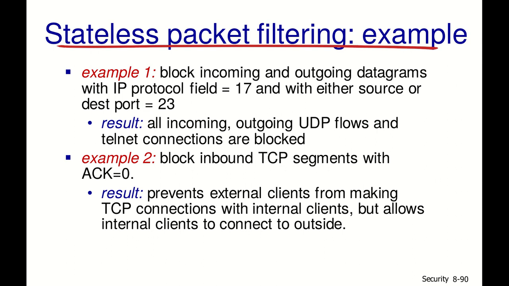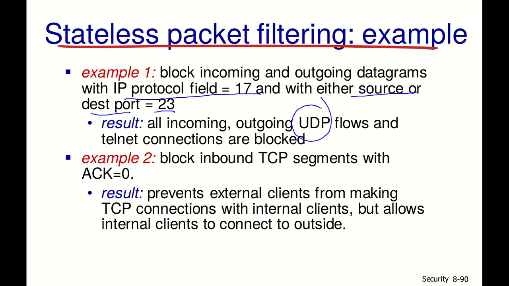Okay, so these are some examples of firewall configuration. We can block incoming and outgoing datagrams with IP protocol field equal to 17. This means that the higher layer protocol above the network layer, or IP, is UDP. So basically, you want to block any incoming and outgoing packet using the UDP protocol. Or also, where either source or destination port is 23, we want to block any incoming or outgoing telnet session. So any incoming or outgoing telnet session and UDP session are blocked.